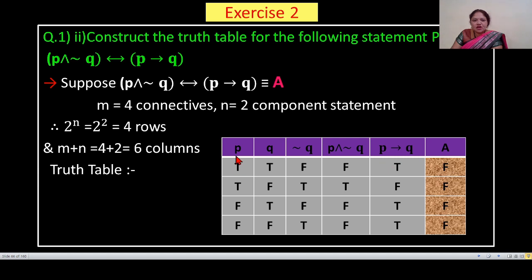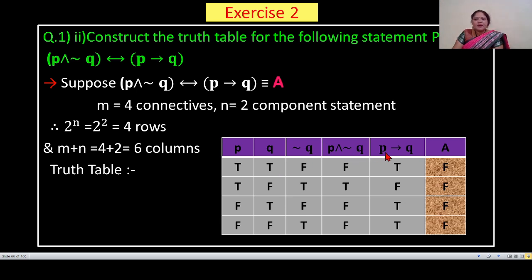Next, P implies Q. Here implication of first and second column. And we know that implication is true in all cases except when first statement is true and second statement is false. Therefore, T implies T, T. T implies F, F. F, T, T. F, F, T.